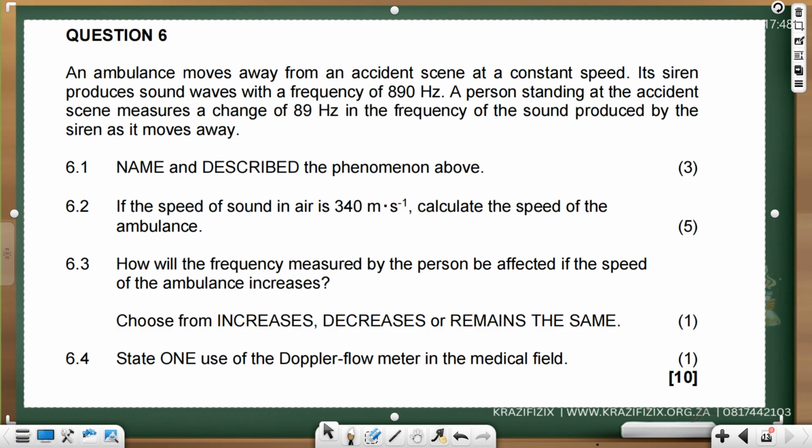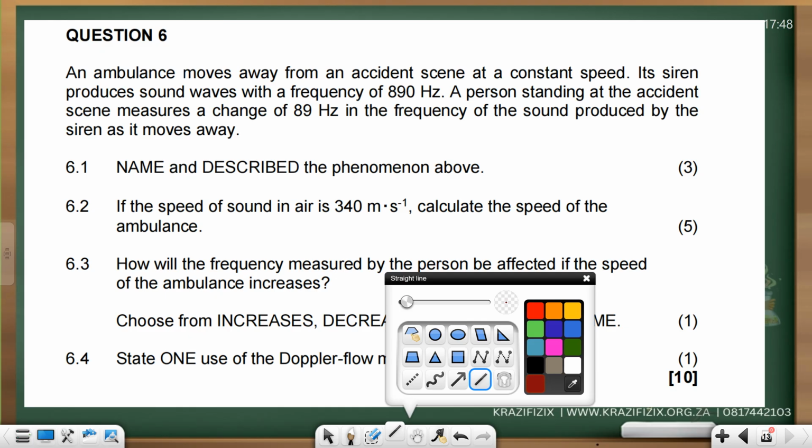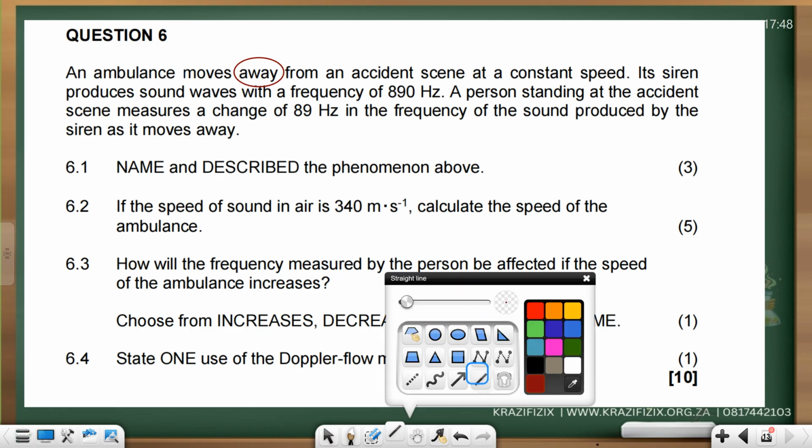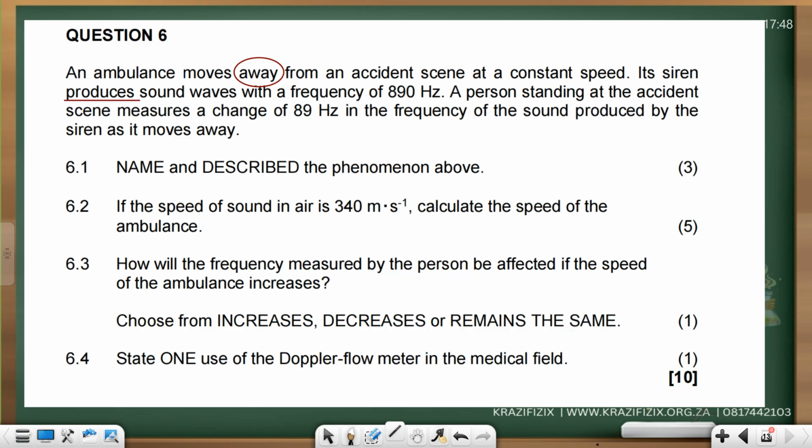All right, everybody, quickly, let's start by reading. Actually, a very, very good example. An ambulance moves away. Take note of that. An ambulance moves away from an accident scene at constant speed. Its siren produces sound waves with a frequency. You see the word produces. Its siren produces. That talks about the source. Sound wave of 890.